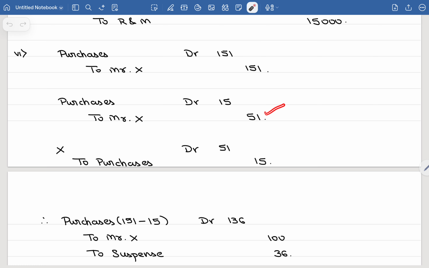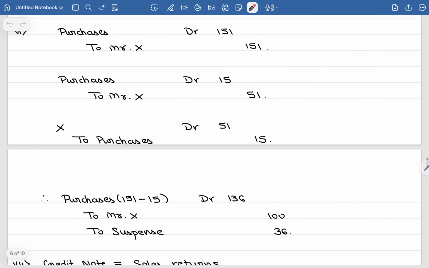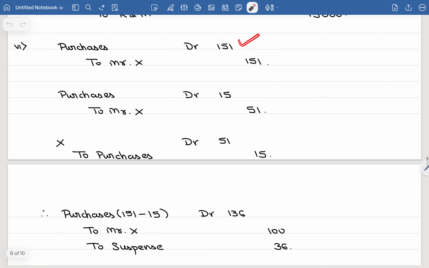Mr. X account is credited by 51. If I reverse it, X account will be debited by 51. Now see entry number 1 and entry number 3. So purchase account debit 151, purchase account credit 15. So 151 minus 15 will be 136. Mr. X account credit 151, Mr. X account debit 51. So 151 minus 51, that will be 100 rupees.